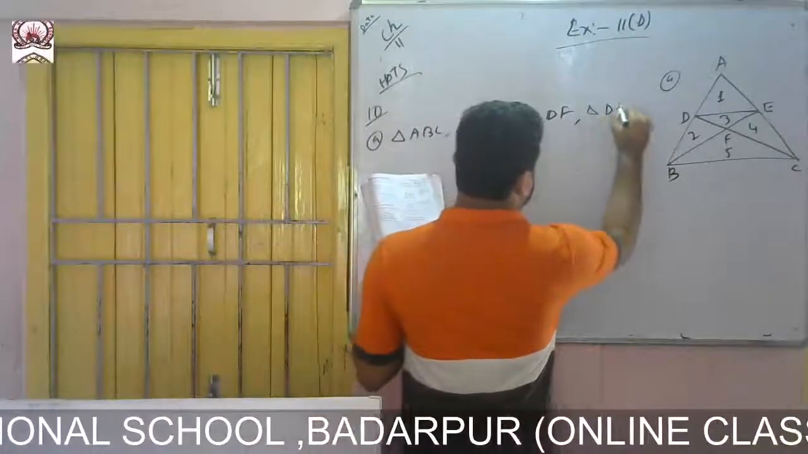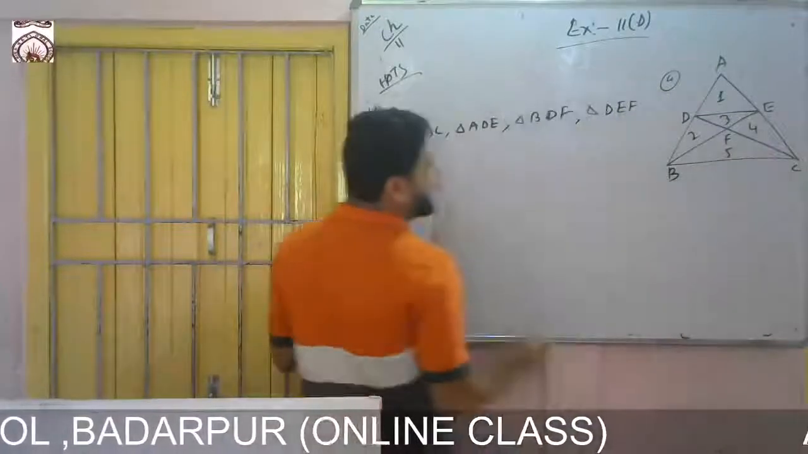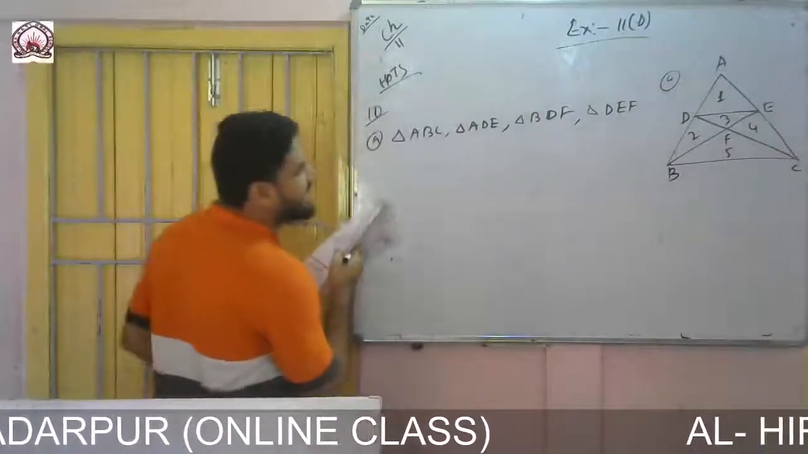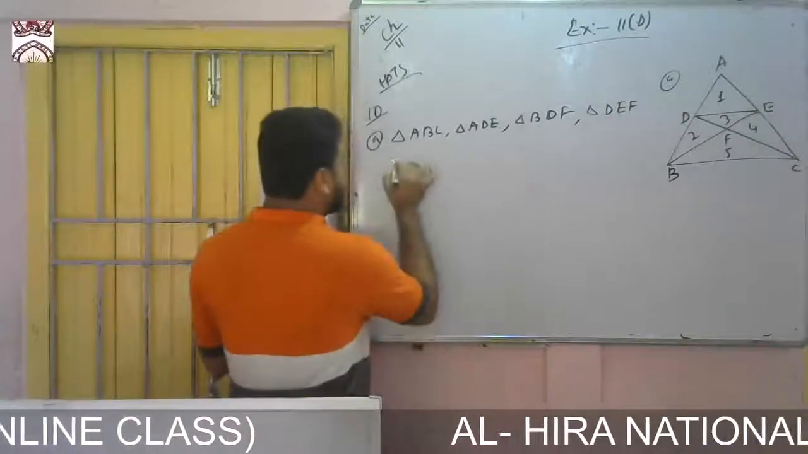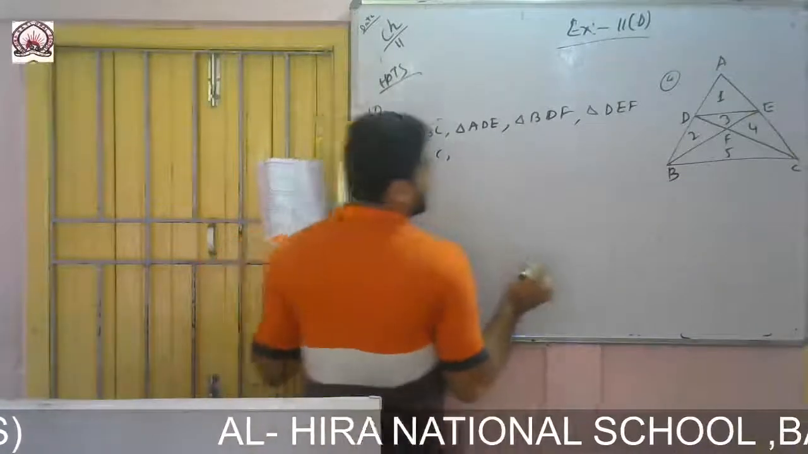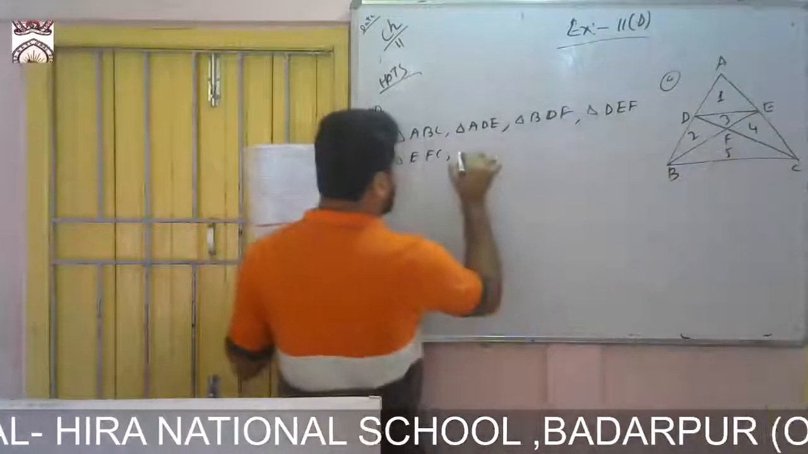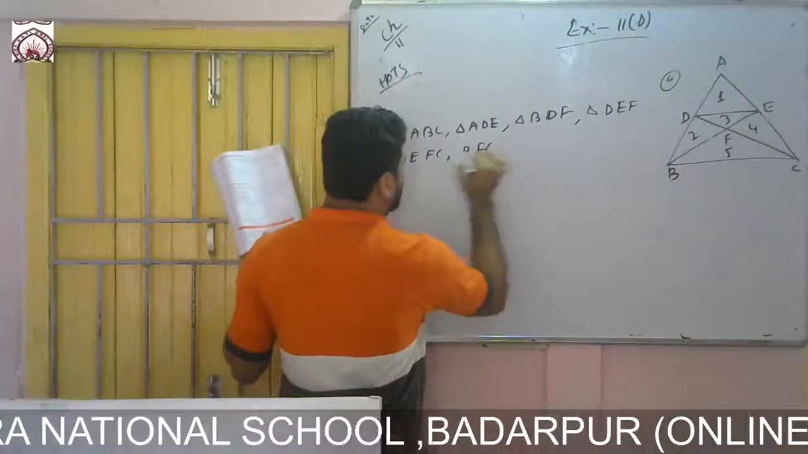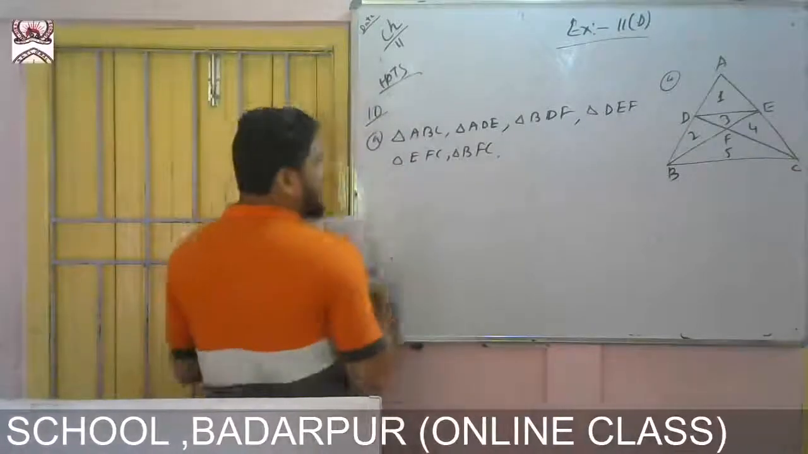Triangle DEF. This triangle. Then come to 4. 4 will be what? 4 is EFC or CEF. Okay, so write triangle EFC. Now number 5, BFC. Triangle BFC. Okay, now what?